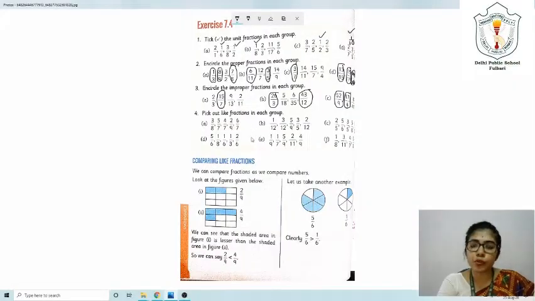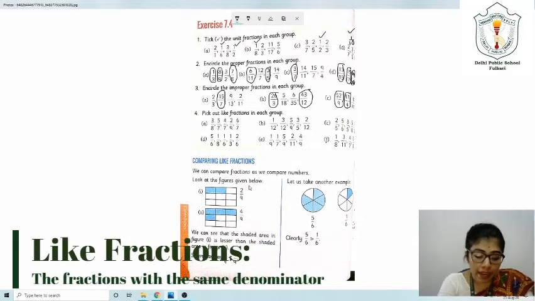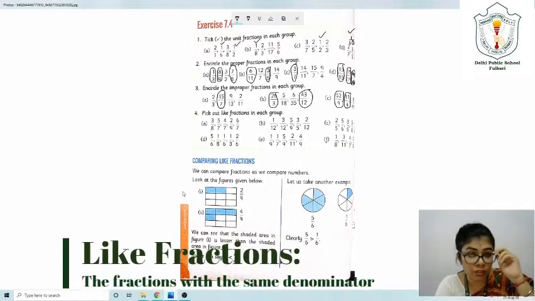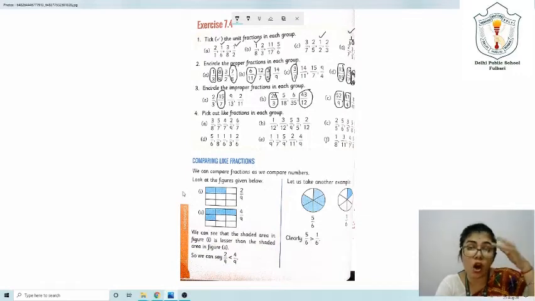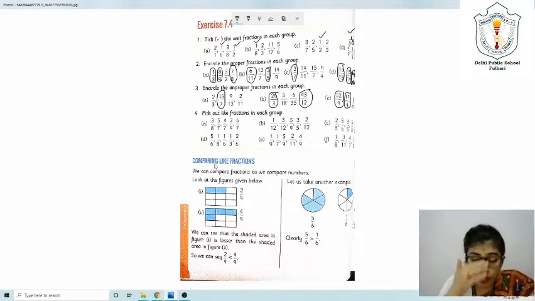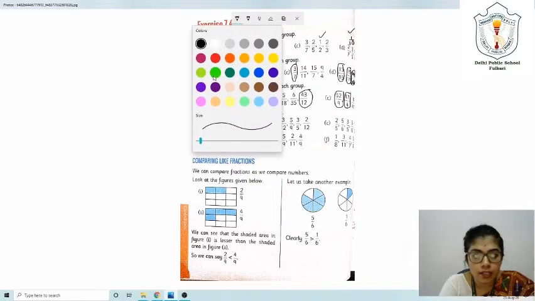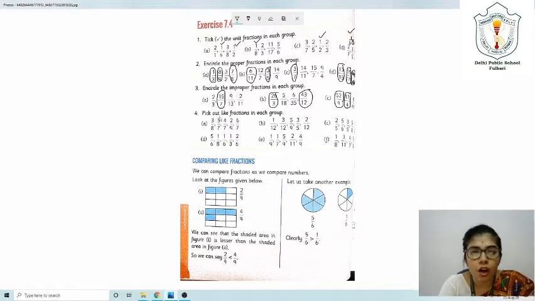Let us move to question number 4, that is, pick out like fractions in each group. Like fractions means the fractions with the same denominator. So we will tick the like fractions, or if you want, you can also encircle them. We will use a different color to encircle. You can take any color of your wish and you just have to encircle.